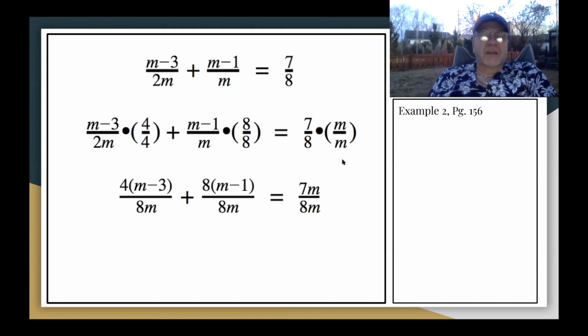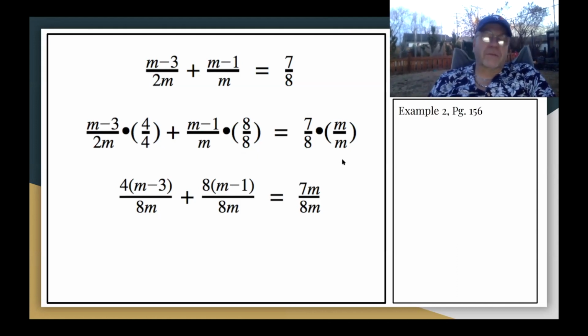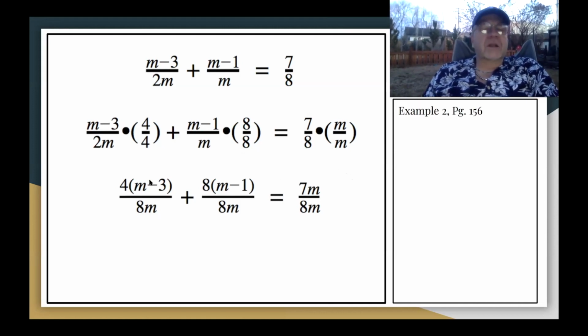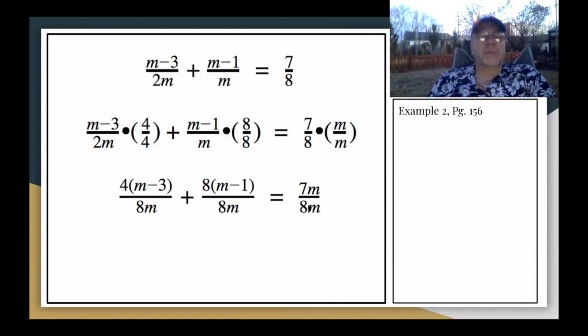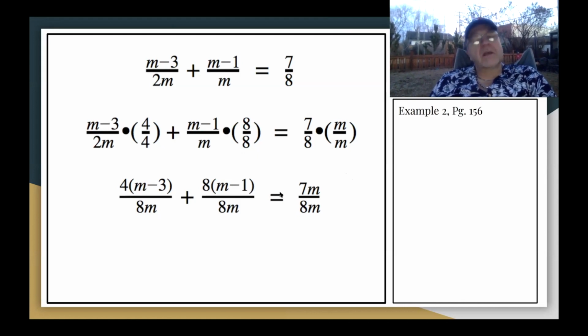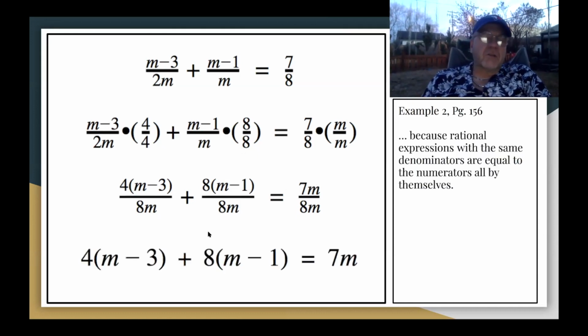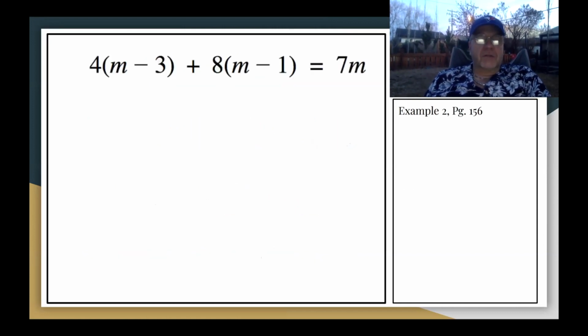Cool. Let's bring everything over. We can do one of two things now. And I can't remember what I did actually in my next slide. We can either bring it all together over a common denominator of 8m, or we can simply make the equation that 4 times m minus 3 plus 8 times m minus 1 equals 7m. Let's see what I did. Yep, that's what I did. I just took the numerators down because I know I can do that with the same denominators here. All right, so there's what we have. That's what we have from the last screen.